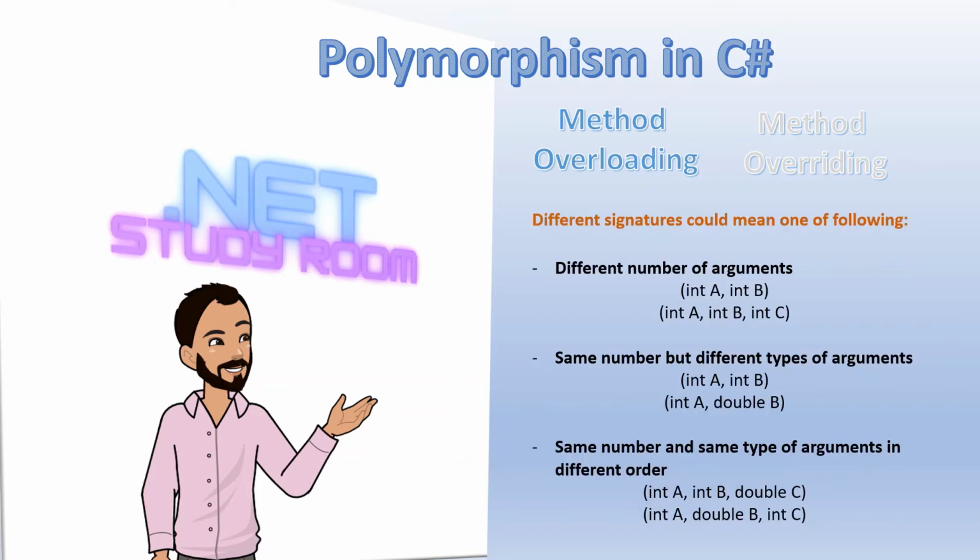When we say that the methods have the same name but different signatures, it means methods can have different numbers of, or different types of arguments. Or they can have the same number and types of arguments in different order.